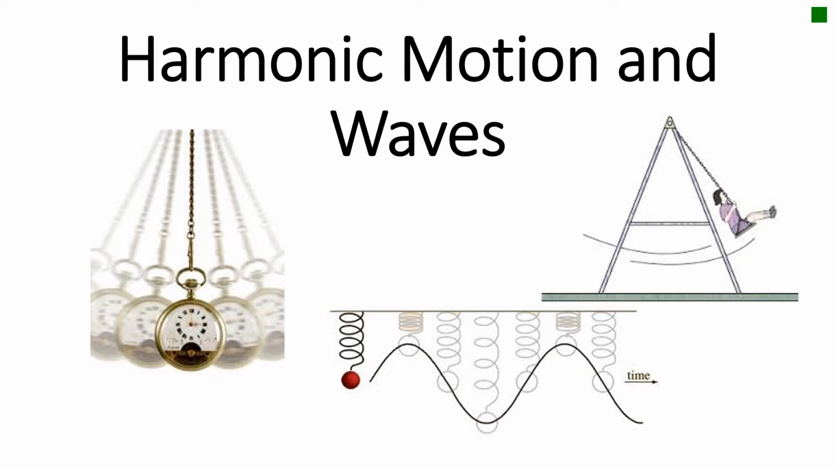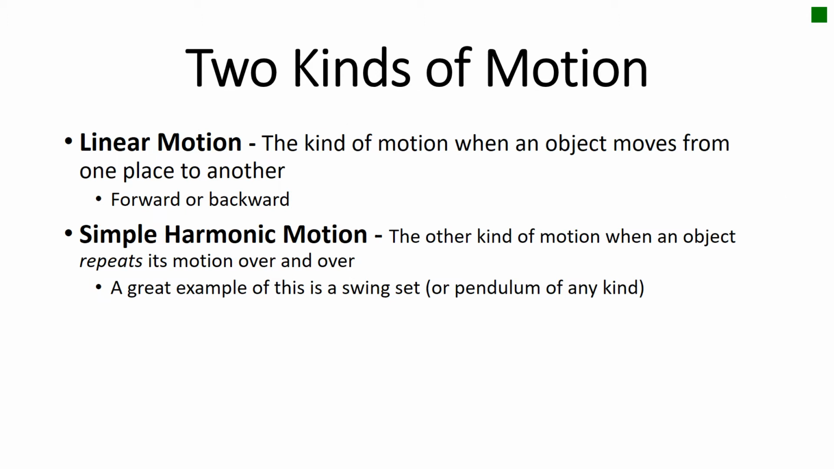Today's focus will be on the basics of waves. There are two overall kinds of motion. One is linear motion, and that's what we just learned about. It's when you go from point A to point B. That's when you measure the speed, things like that. It can go forward and you can go backwards, but you're going a distance from A to B.